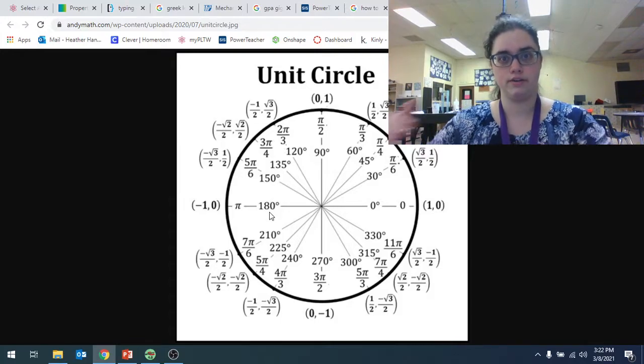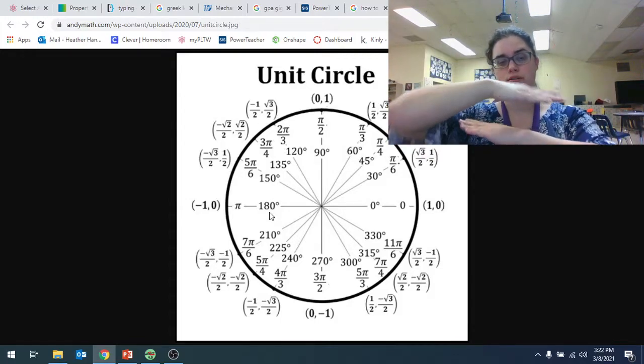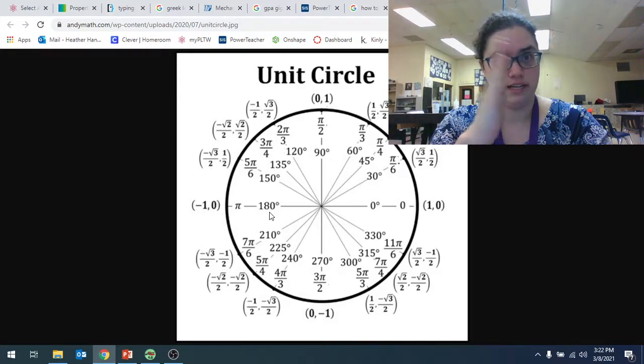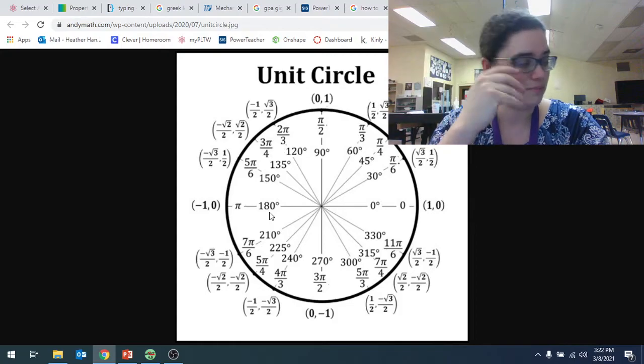Between 90 and 180 is an obtuse angle, right? It goes toward a straight line. So you get 120, 135, 150. I might be reversed for y'all. I hope I'm not.